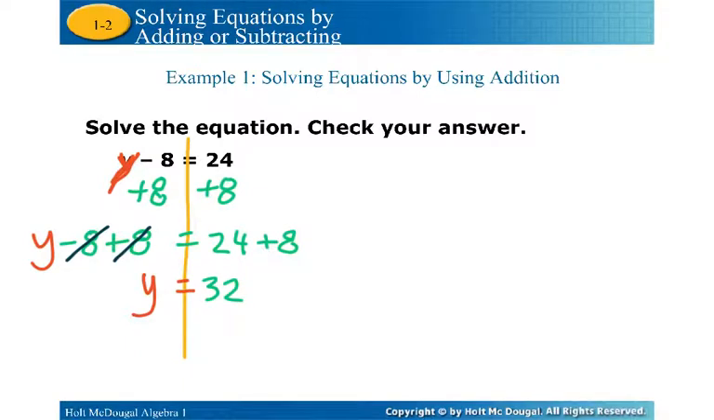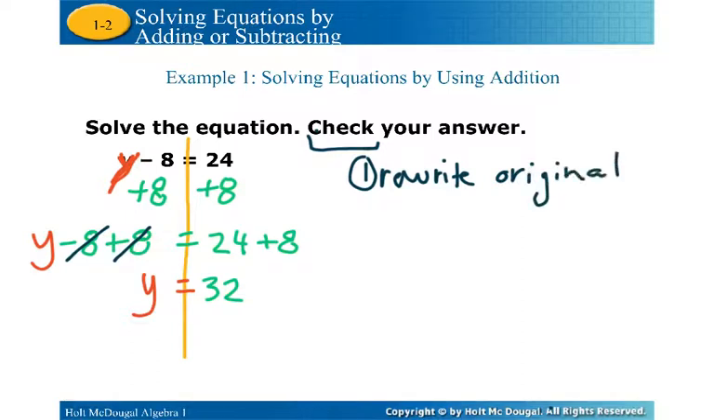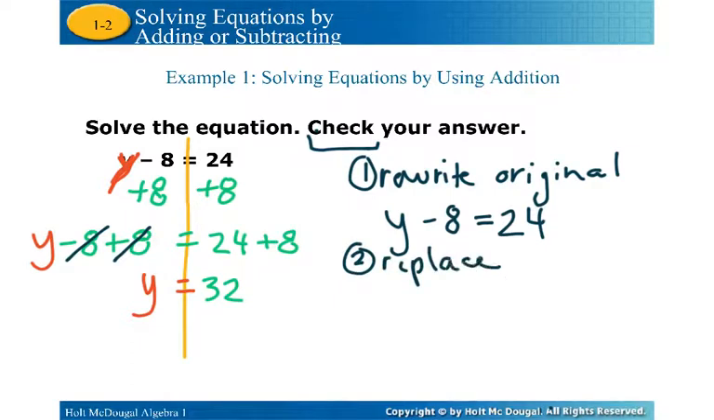So we now know that if we went to the original equation and put a 32 in for our y, we would get our answer. And in fact, that's what we're going to do over here when it says check your answer. So what you do when you check your answer is you need to rewrite the original equation. So if you rewrite the original equation, we have y minus 8 equals 24. The next thing that you would need to do is replace the variable with the answer. And so in this case we got 32. But then we still have minus 8 equals 24.